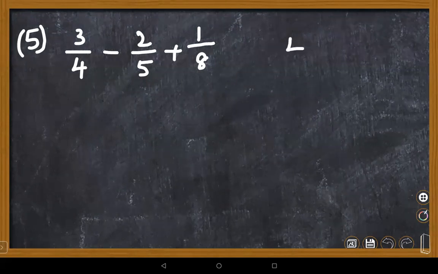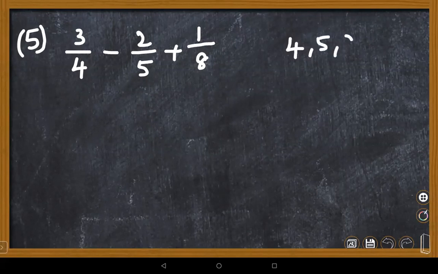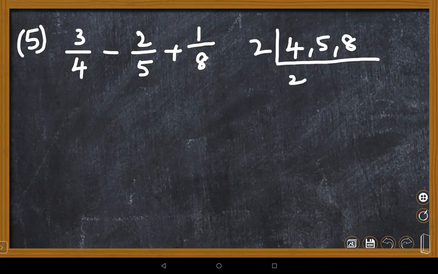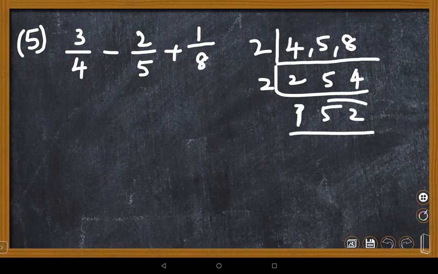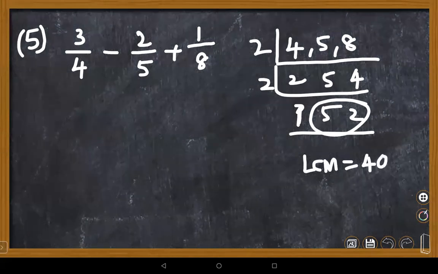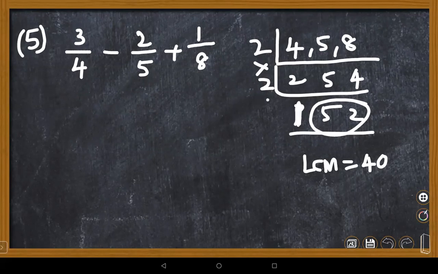Next. Here the denominators are 4, 5, 8. So which table can I take here? Can we go with the 2 table? 2 2s are 4, 2 5s are 10, 2 4s are 8. Again I'm going with the 2 table. I can stop over here. 2 5s are 10, 10 4s are 40. LCM is 40. What is the LCM, Nana? Ma'am, it's 40. 2 2s are 4, 5 2s are 10. Yes, 10 into 4, 40.